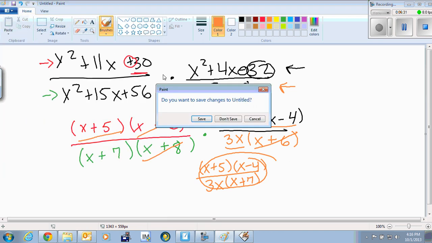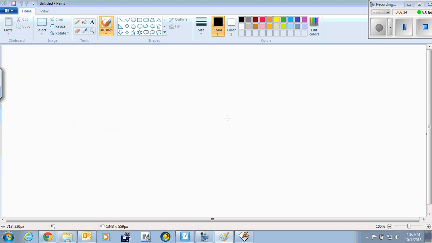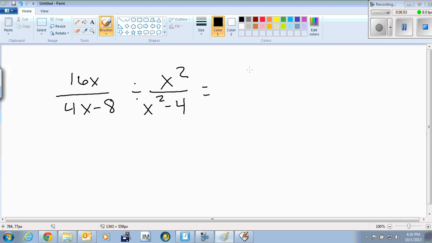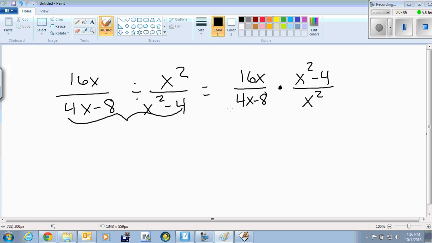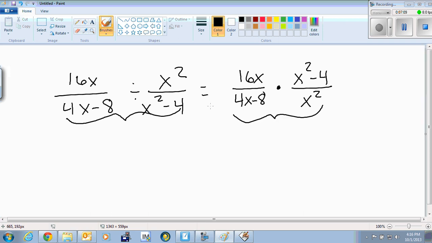Alright, the last one I'm going to do is going to be a division problem. I'm going to try to do this one somewhat quick here. Say that we had 16x over 4x minus 8 divided by x squared over x squared minus 4. So anytime you do a division problem, what I like to do is go ahead and flip the fraction before I start. Anytime you divide, it's the same thing as multiplying by the reciprocal. So these two things here are asking us the same thing. So I like to change that before I start.